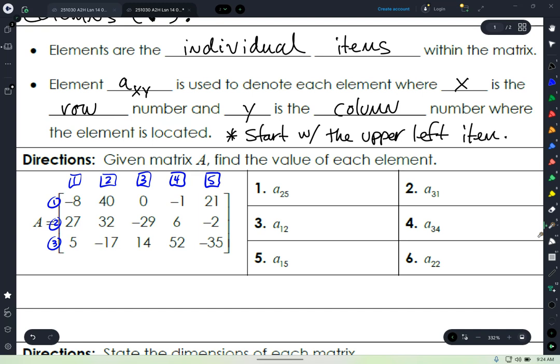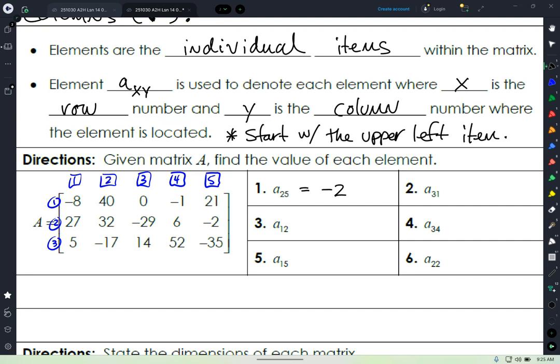You get what I'm doing here? Okay, right? And so if I said to you, tell me what is element A sub 25, then you would look for the element in row 2, column 5. Well, where's row 2, column 5? Yeah, so you would go all the way over here, row 2, and then you would identify column 5, and you would say the meeting point of row 2 and column 5 is right there at -2. So the element A sub 25 is equal to -2.